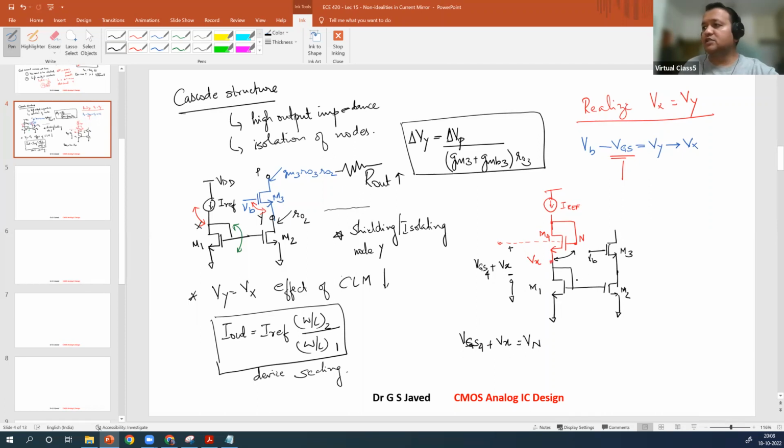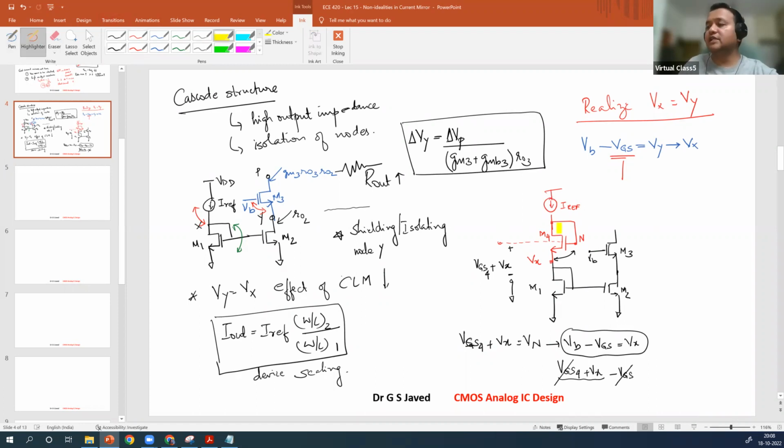If you apply Vn to this terminal, if you connect Vn to VB, what would be that condition? Then VB minus VGS will be equal to Vx. Correct? So Vn will be VGS4 plus Vx. This is Vn minus VGS, which will give you only Vx. So this will satisfy this criterion. Then what is the next value?